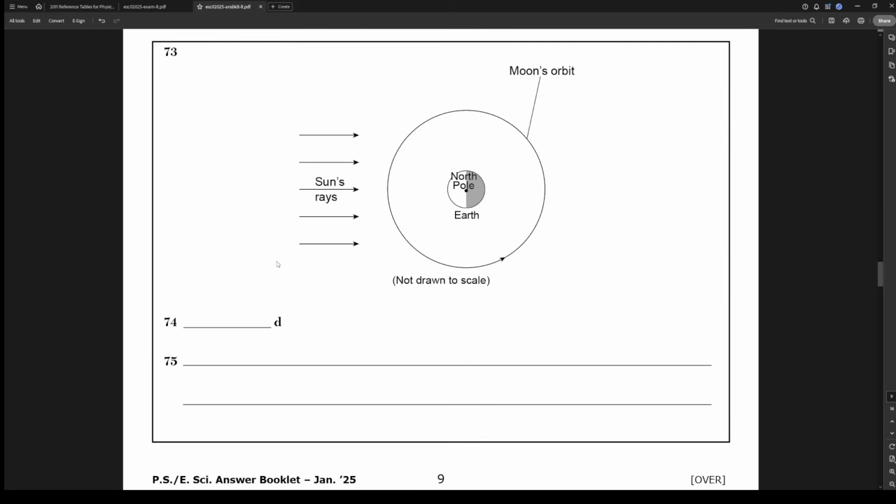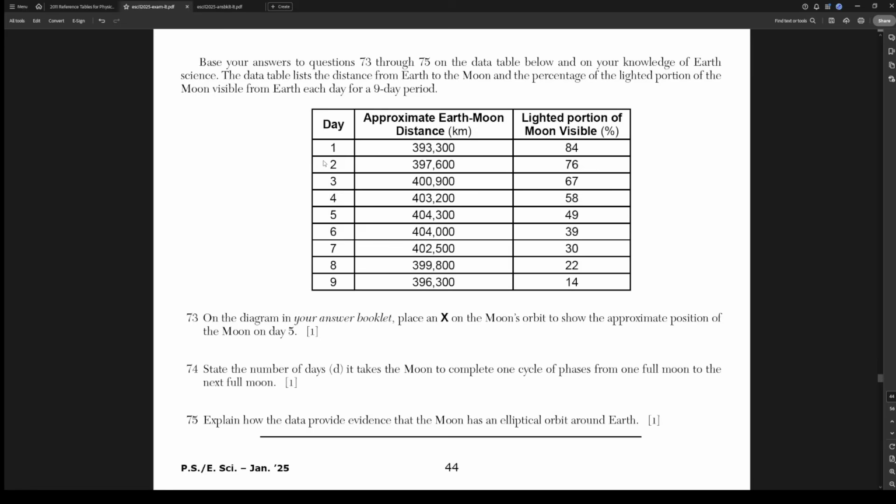Okay, 73. What do we got here? Astronomy, yay. On the diagram in your answer book, place an X on the moon's orbit to show the approximate position of the moon on day 5. Oh, I hope we don't have to graph this. Day 5. The lighted portion visible is 49, so it's like a half moon.